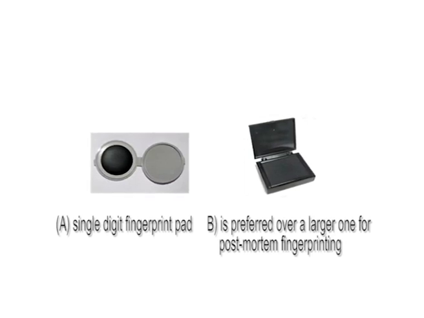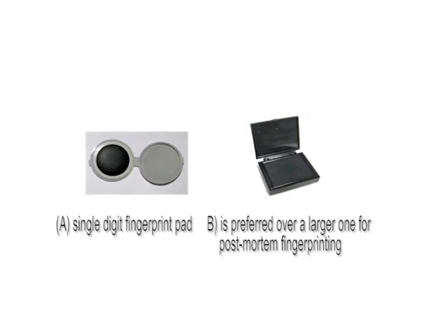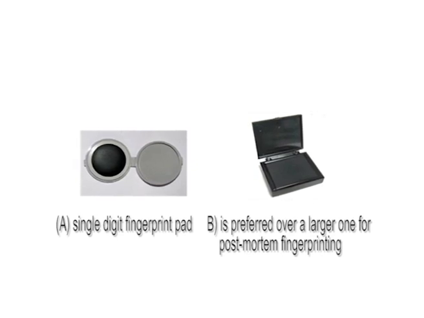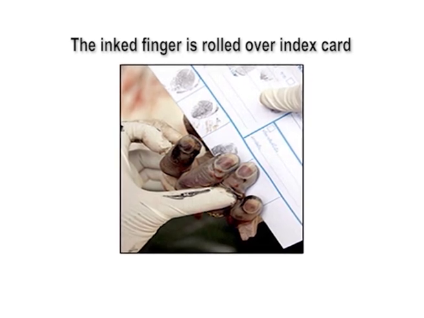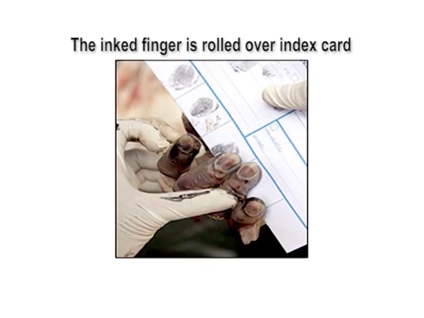Here, figure A shows a single digit fingerprint pad, whereas figure B is preferred over a larger one for the post-mortem fingerprinting. The inked finger is then rolled over the appropriate box of the fingerprint index card, which is shown on your screen. The figure shows the inked finger that is rolled over the index card. This method may be tried out only if the fingers are sufficiently flexible.